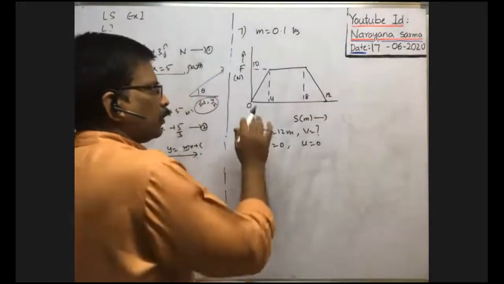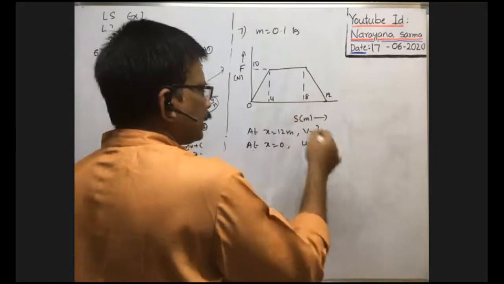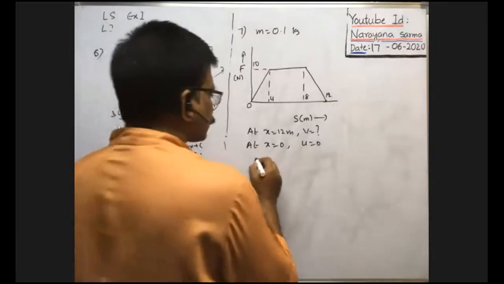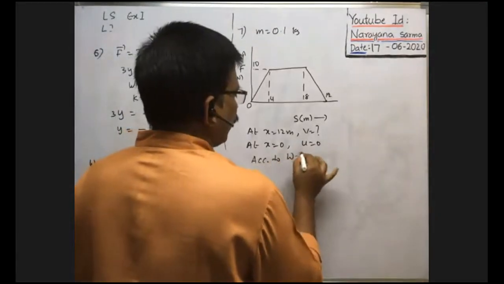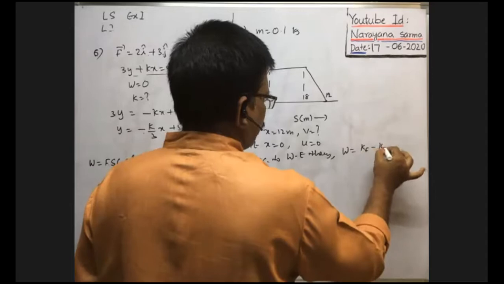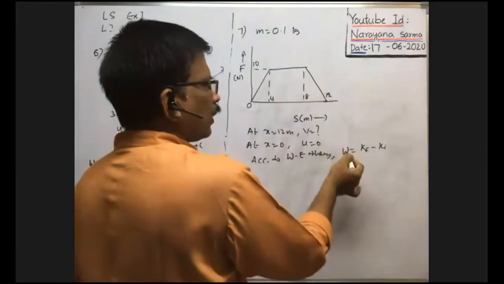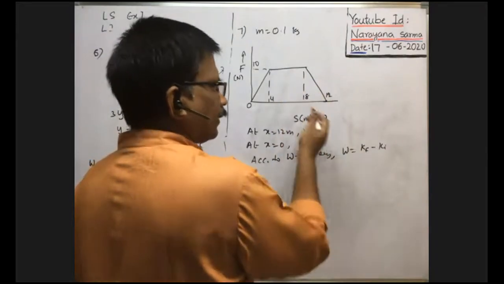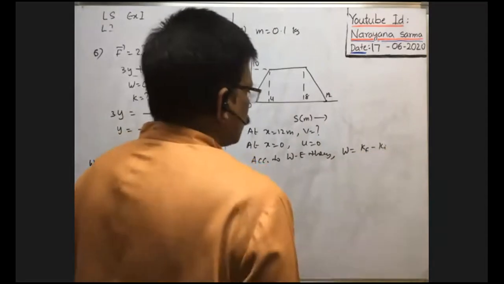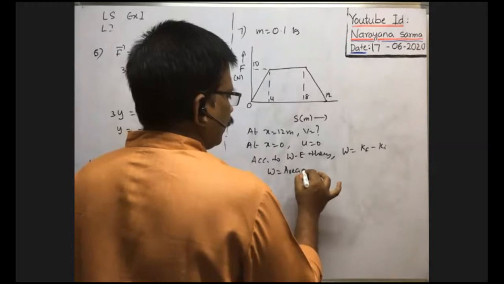Suppose up to x equal to 12 meter, whatever work is done on the body is equal to the change in kinetic energy, according to the work energy theorem. Work done is equal to the change in kinetic energy, meaning final kinetic energy minus initial kinetic energy. Because a force displacement graph is given, the area under the graph is equal to work done. We know the area under the graph, so we can calculate. That is equal to final kinetic energy, half mv squared, minus initial kinetic energy, half mv squared. So work done is equal to the area under the graph.